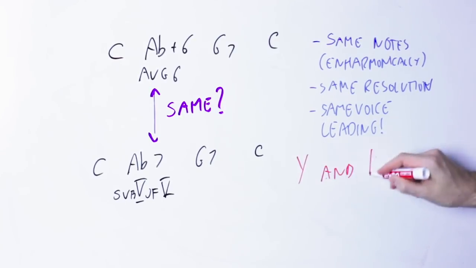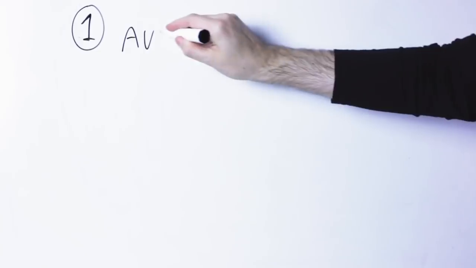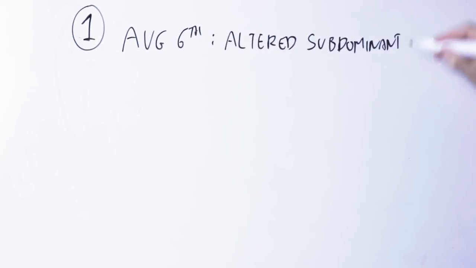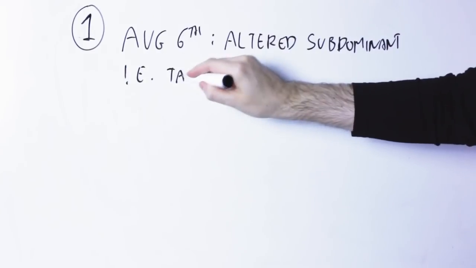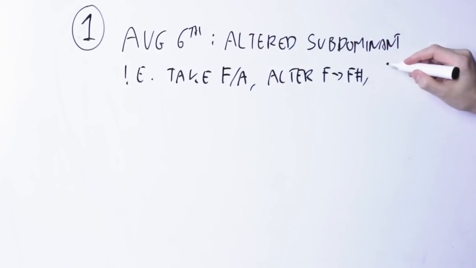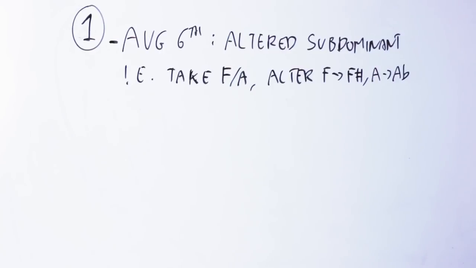There are three reasons why those are two different things. Reason number one, which for me is the weakest reason, is that the augmented 6th comes from altering a subdominant chord. As we have seen, this chord comes when you take the 4th chord of the key in first inversion, so the F/A in C major, altered the F to an F sharp, the A to an A flat, so this is an altered 4th chord.